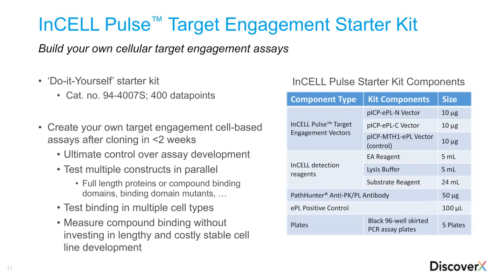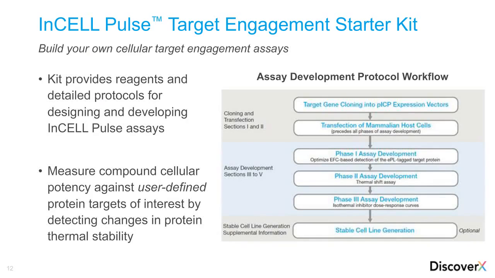Then you have the detection reagents. These are the EFC reagents, including the substrate, enough to allow about 400 data points. And you have the plates. We provide those that can work both in the PCR machine for the denaturation step as well as the luminometer. And then control reagents are the ones to help you ensure your assay is optimized.